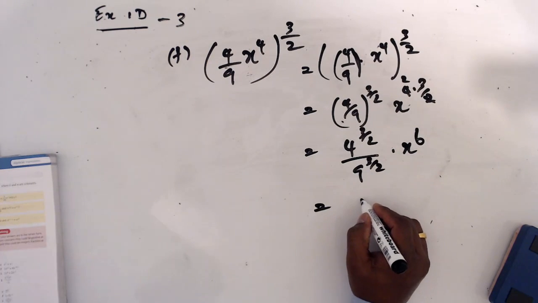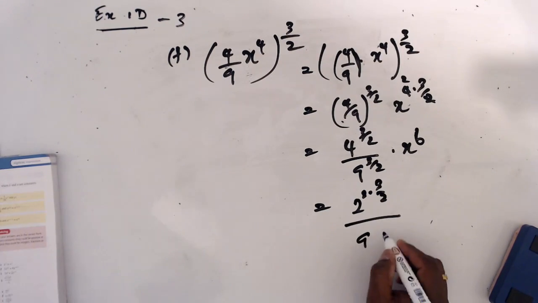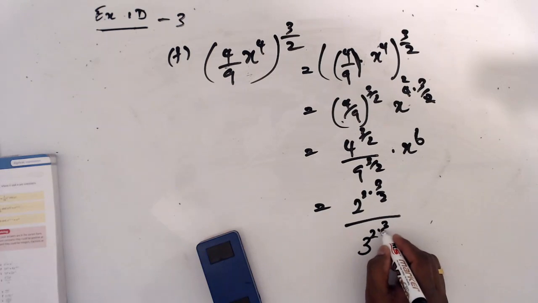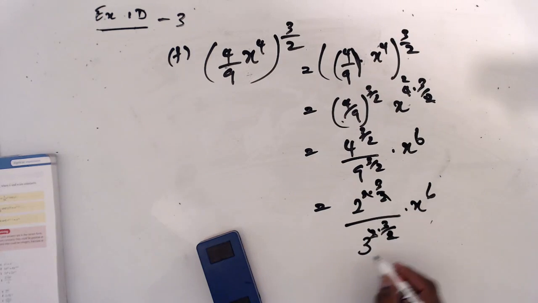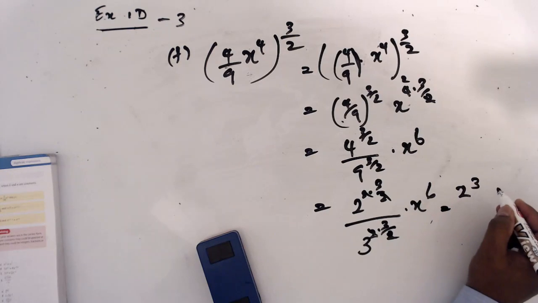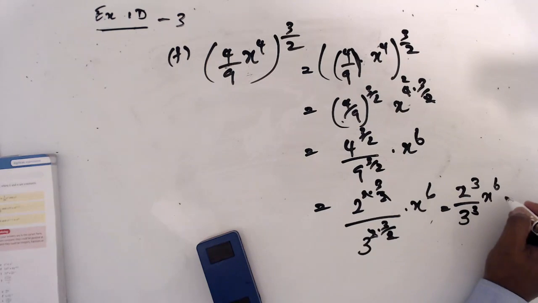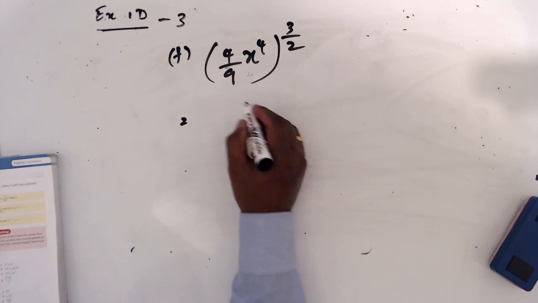Now this is 2 square times 3 over 2 and 9, 3 square times 3 over 2 times x6. This is cancelled out and this is going to be 2 to the power 3 and 3 to the power 3. X6. So this is going to be 8 x6 over 27.